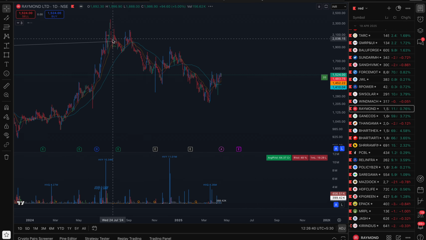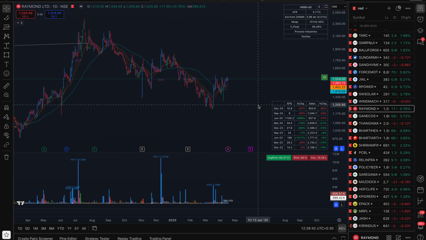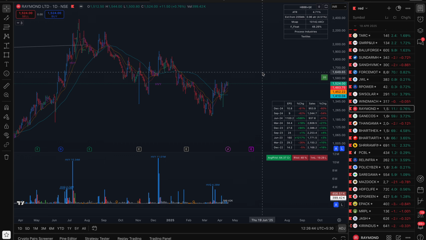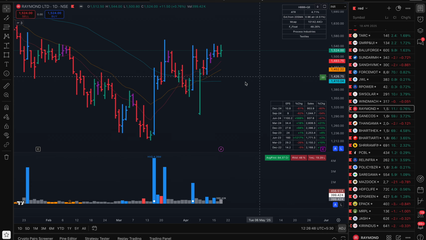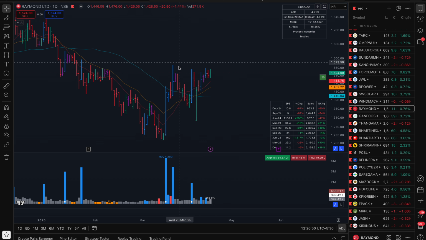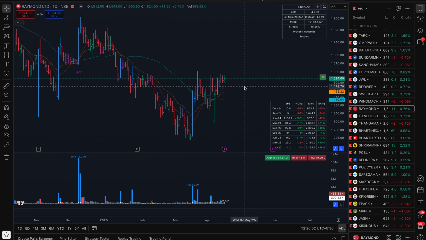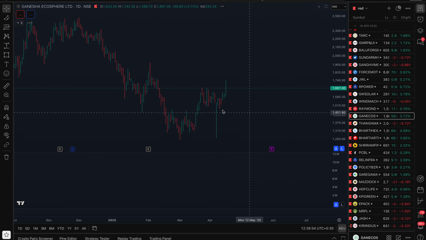Raymond. Still on a downtrend, but there is something actionable here. If you look at just this part, this looks actionable. Although we have better names even in this category.